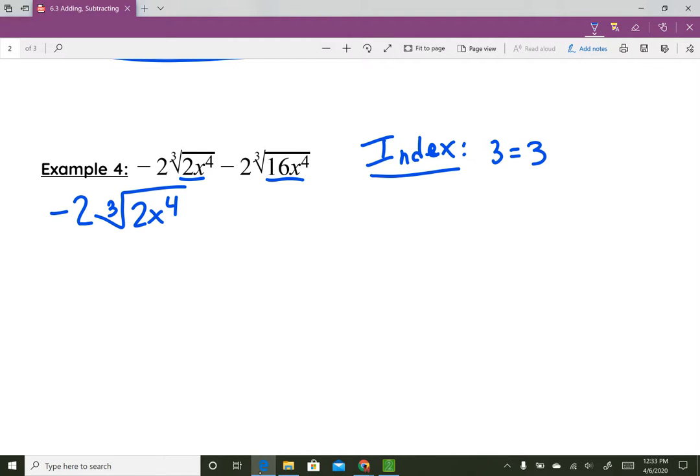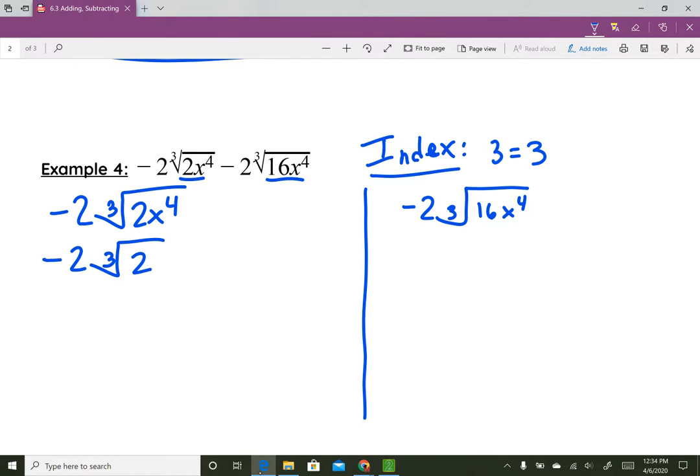So I'm going to take on this side negative 2 cube root of 2x to the fourth. Over here, I'm going to take negative 2 cube root of 16x to the fourth. All right, and let's simplify this down a little bit. So remember how to simplify here. We get the cube root of 2, the cube root of x to the fourth. So let's take a look.